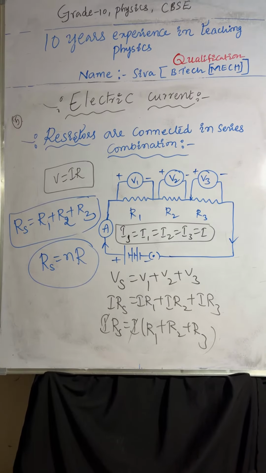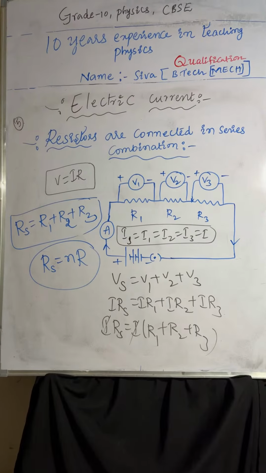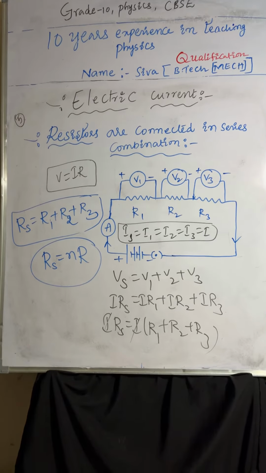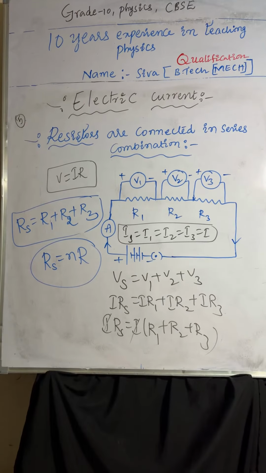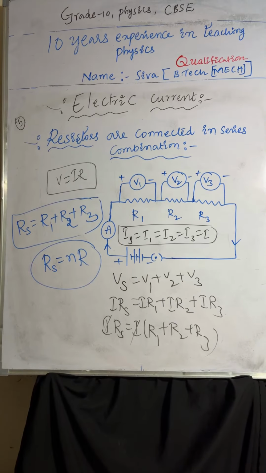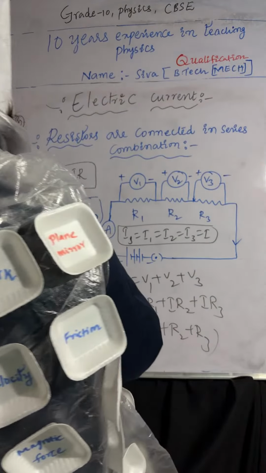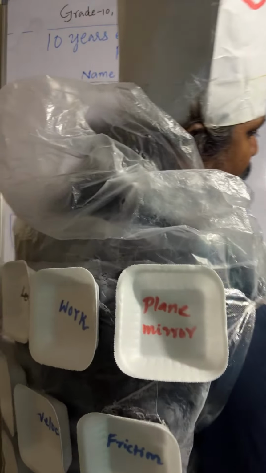Current is the physical quantity which is constant. Okay, done. So I hope it is very clear, right? So now I gets cancelled. RS equal to R1 plus R2 plus R3. RS equal to NR. I hope it is very clear. Next one.